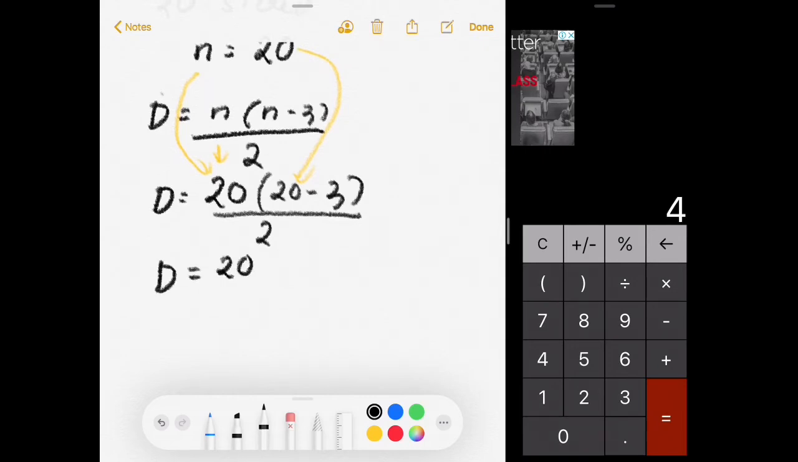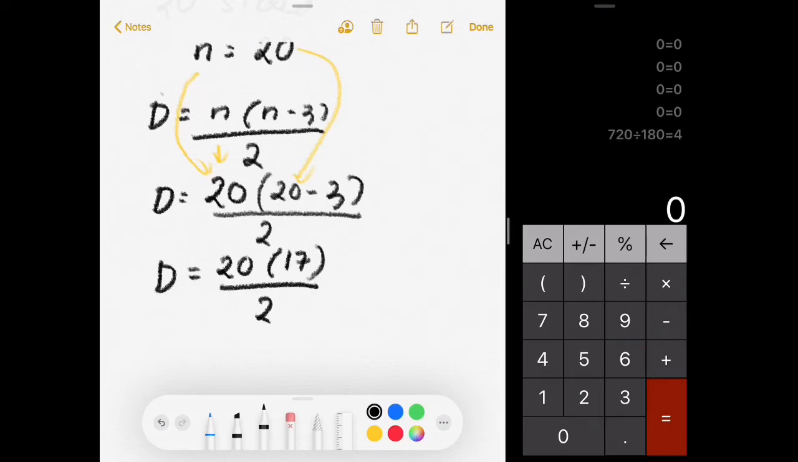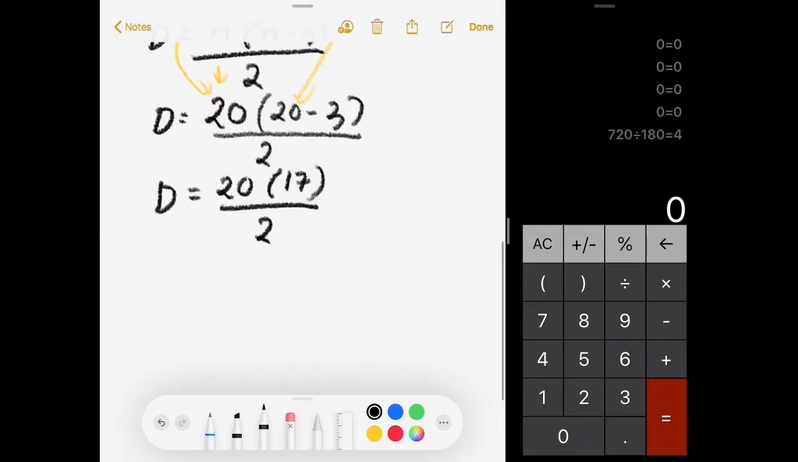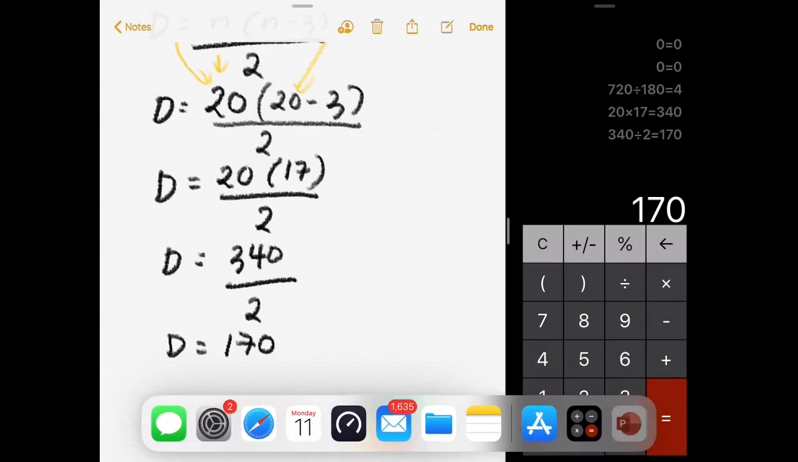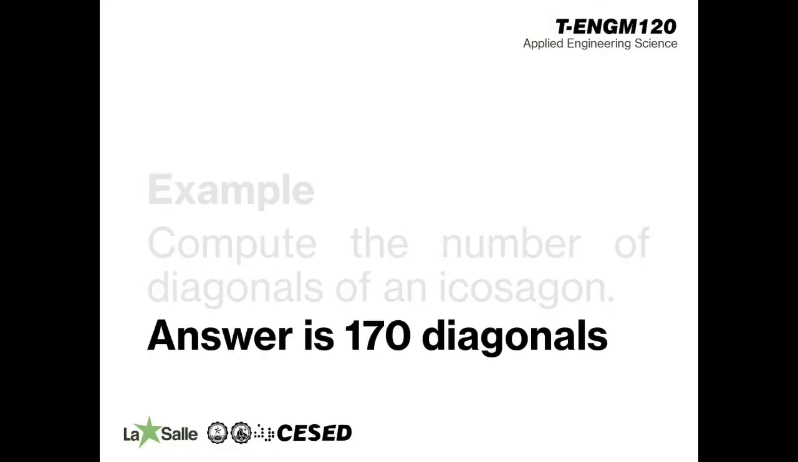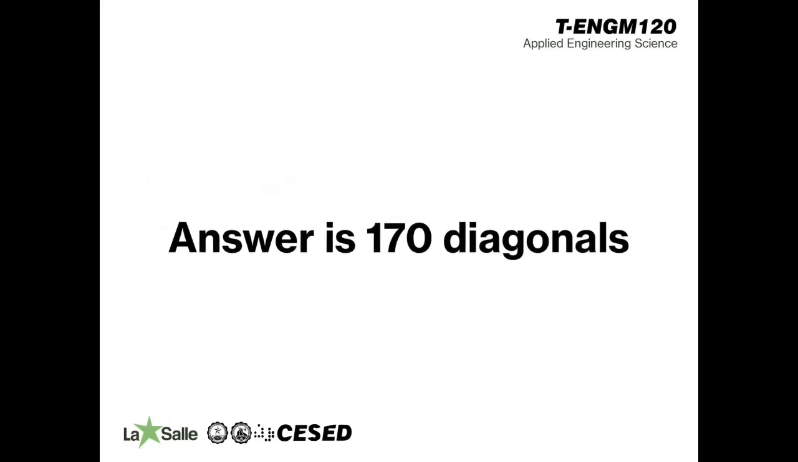So 20 multiplied by 20 minus 3, which is 17. We simplify to get d. 20 multiplied by 17 is 340, divided by 2. Let me use the calculator to be sure. We have 170. So that is the answer for this example: 170 diagonals. Okay.